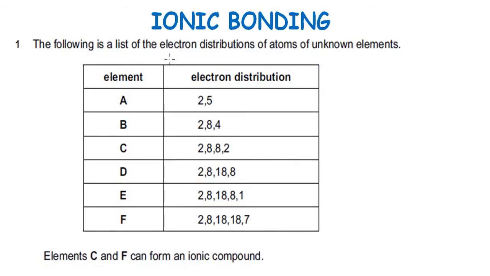Now we have discussed a few MCQ questions of this topic. Now let's start with some subjective questions also for ionic bonding. Let's start with the first question, which says, the following is a list of electron distribution of atoms of unknown elements, where the list of all the elements and their electronic distribution is given. Now it says that elements C and F can form an ionic compound. Let's have a look at element C with an outer shell electron of 2 and element F with an outer shell electron of 7. As we know, in an ionic compound we just need to deal with the outer shell electrons only, so we are not looking at the other electrons in the inner shells. So C has outer shell electron 2 and F has an outer shell electron of 7.